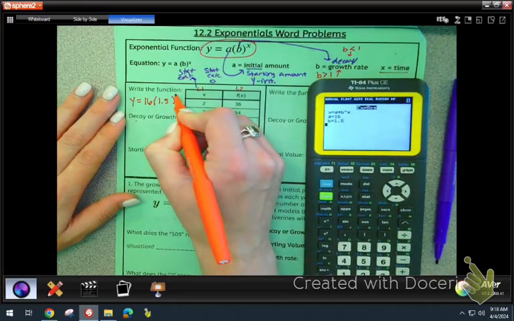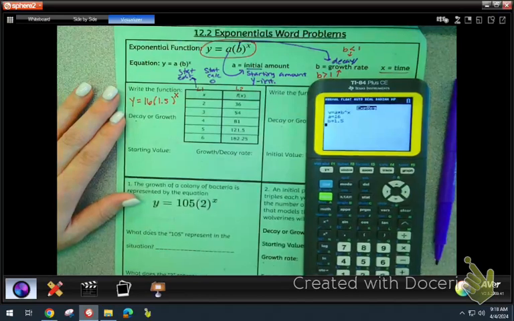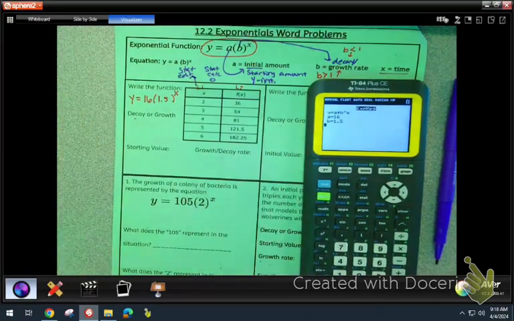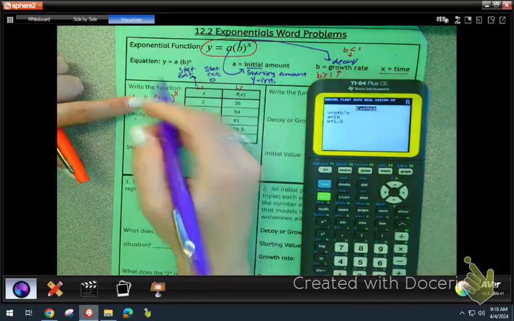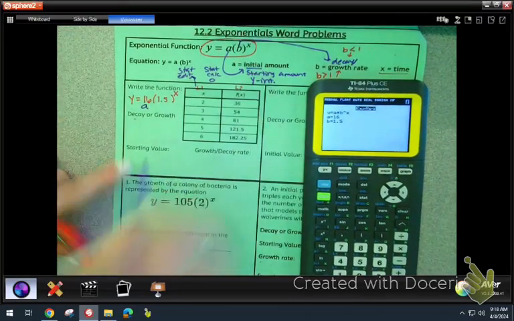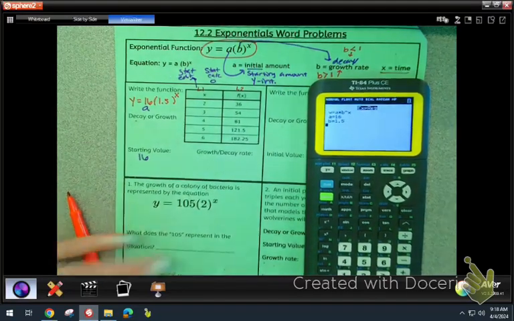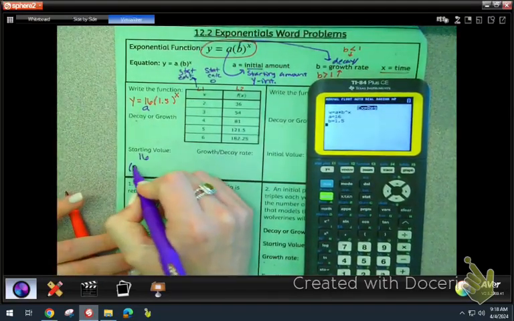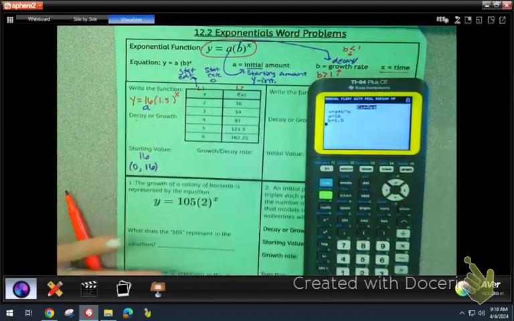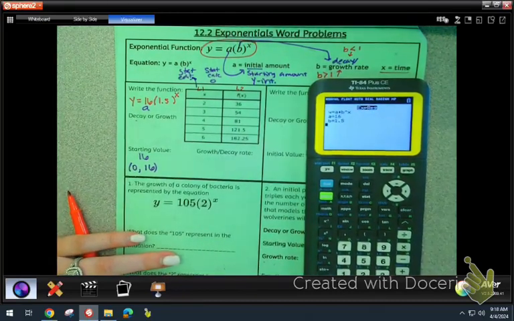1.5 to the what power? X. To the X. It reminds you at the top what it's supposed to look like, if you don't remember. So, knowing that, this is my A. A represents our starting value. So, what is your starting value? 16. Now, technically, this is a y-intercept, so I could also write it 0, 16. That's a point on the graph.